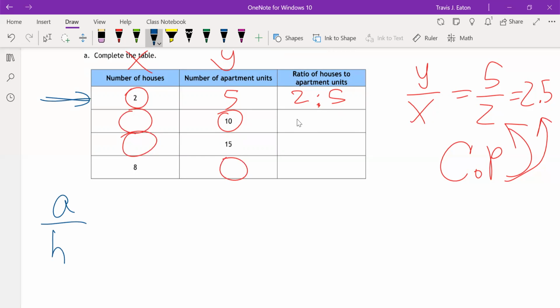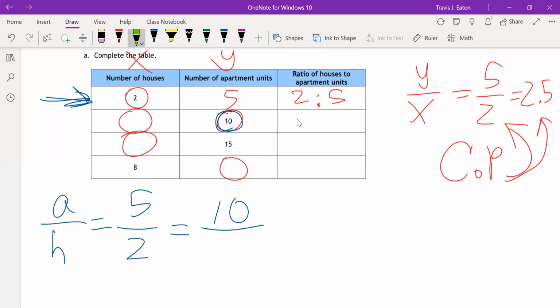And in our first row, the number of apartment units that we have is 5, and the number of houses we have is 2. Okay, but in the next row, we have the number of apartment units as 10. So how many houses would that be? Well, at this point, you have to ask yourself, how do I get from 5 to 10? Well, that would be times 2. And so if I do that in the numerator, I have to do the same thing in the denominator. And 2 times 2 is 4. So that means I would have 4 houses if I had 10 apartment units.